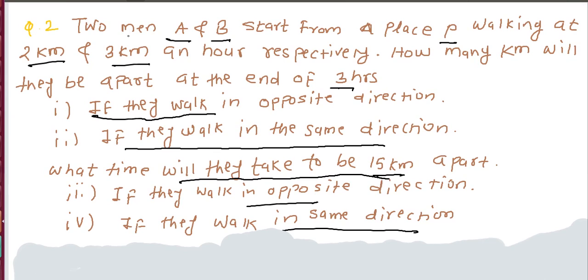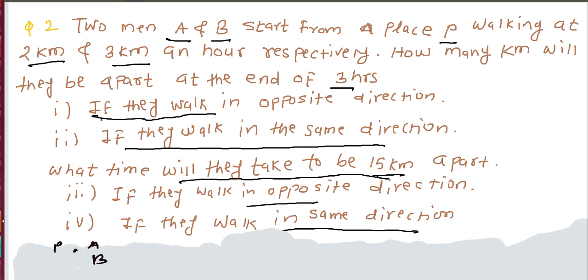So two men A and B start from a place P walking at 2 kilometers and 3 kilometers an hour respectively. So here is a place P, right? So they both are standing at P, A and B. So speed of A is 2 kilometers per hour, B is 3 kilometers per hour respectively. So how many kilometers will they be apart at the end of 3 hours? So at the end of 3 hours, what will be the distance between them?